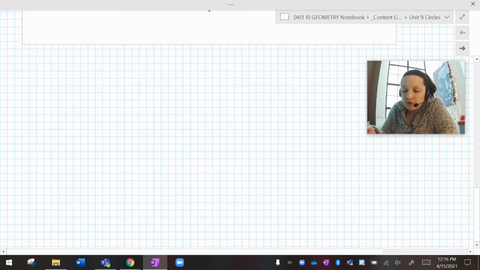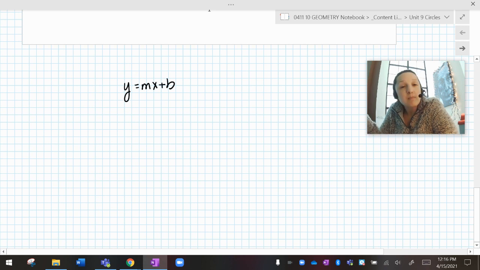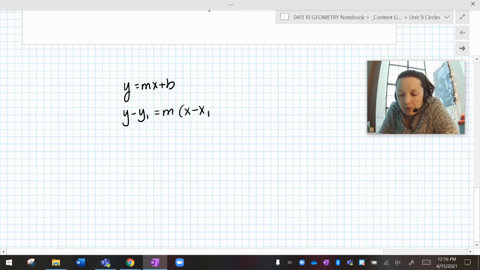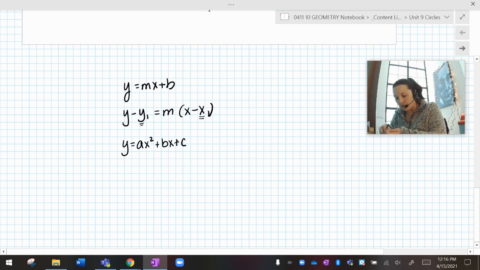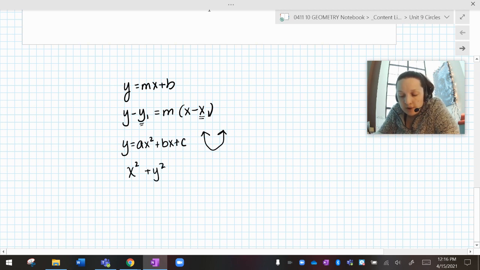Why is that interesting? Well, you've seen other equations before. You've seen y equals mx plus b. That makes a line. You've also seen y minus y1 equals m times x minus x1. That's another line, but it's kind of like a line centered at the point x1, y1 with a slope of m. And you've also seen y equals ax squared plus bx plus c, which makes a parabola. Well, now we have a new one. We have x squared plus y squared equals a number squared, and that's going to make a circle.